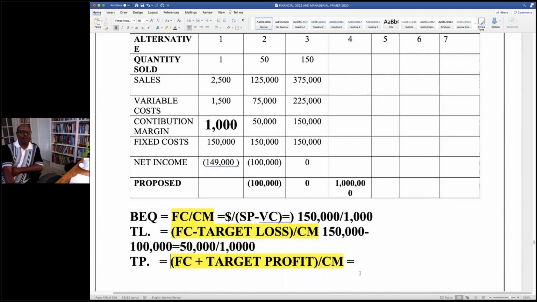How many for $1 million? 151,000. Anybody else get 151,000? Yes, that's what I got too. All right, so what sales? 2,875,000.